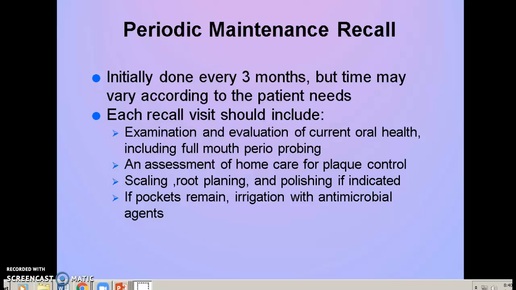These are periodic maintenance visits that are initially done every 3 months for our patients, but time may vary according to the patient's needs. Each recall or recare visit should include the examination and evaluation of current oral health for their patient, including a full mouth periodontal probing, an assessment of their home care for plaque control, scaling, root planing, and polishing if indicated, and if pockets remain, irrigation with some sort of antimicrobial agent for the patient.